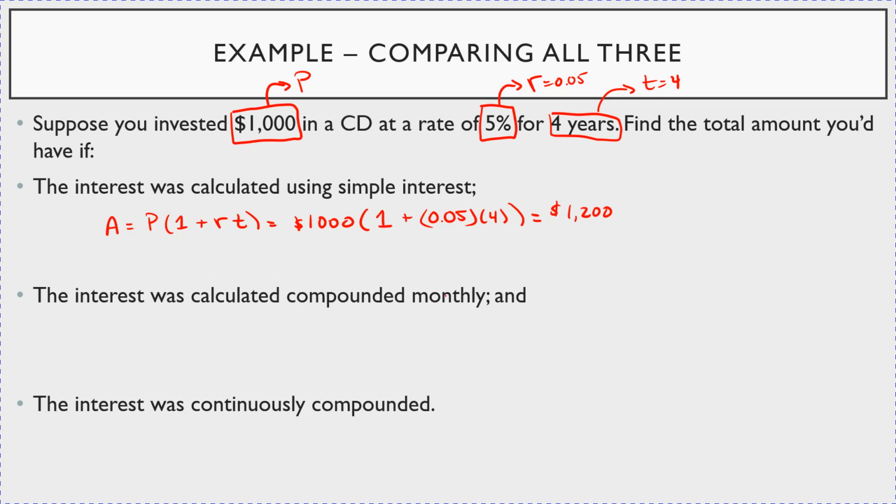All right, now if it was compounded monthly, let's see. So the amount is equal to the principal times 1 plus the rate divided by n, raised to the n times t power. So this would be my principal, which is $1,000, times 1 plus my rate 0.05, divided by 12, because I've compounded monthly, so n is 12, raised to the 12 times 4.